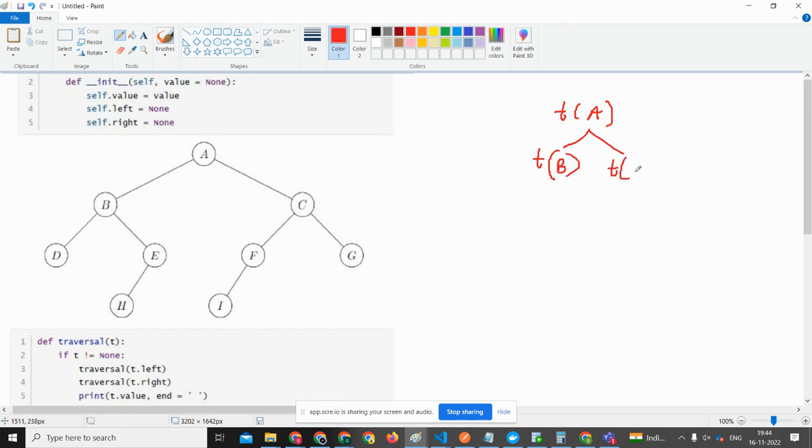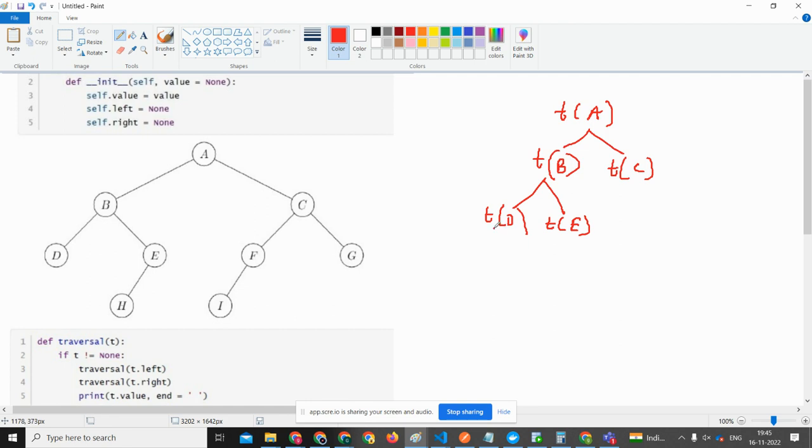B, right? B. And then t dot right, it is C. First you complete t dot B, then you go to that. So for t dot B, again you're calling the traversal, and since B is not none, you're going to do t of D, then you do t of E. So now you explore the left hand side first.